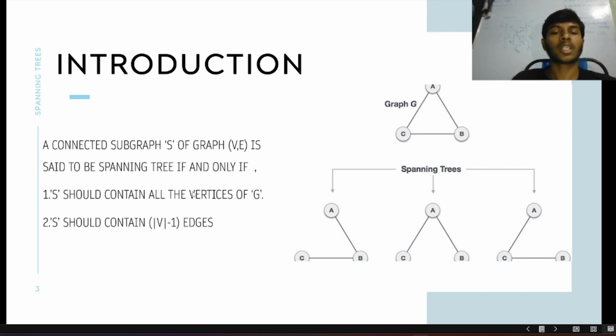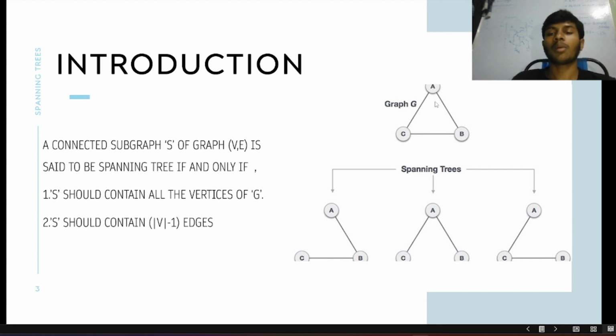Let's see what the second condition is: the subgraph S should contain V minus 1 edges. For example, if the graph G has four vertices, then subgraph S should have four vertices, and S should have V minus 1 edges, meaning 4 minus 1, 3 edges.